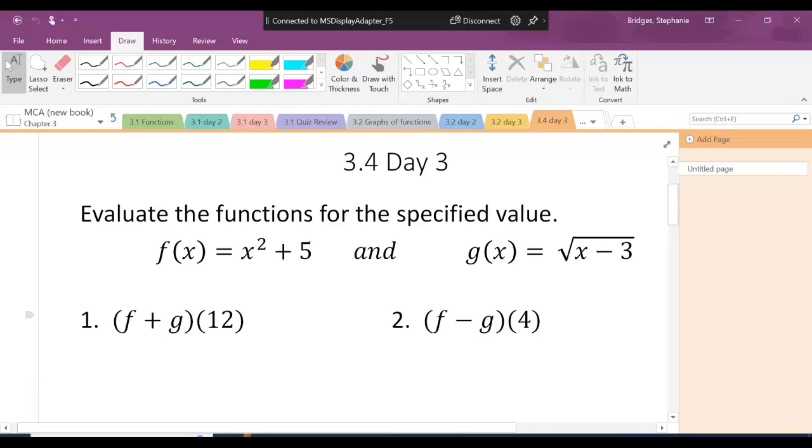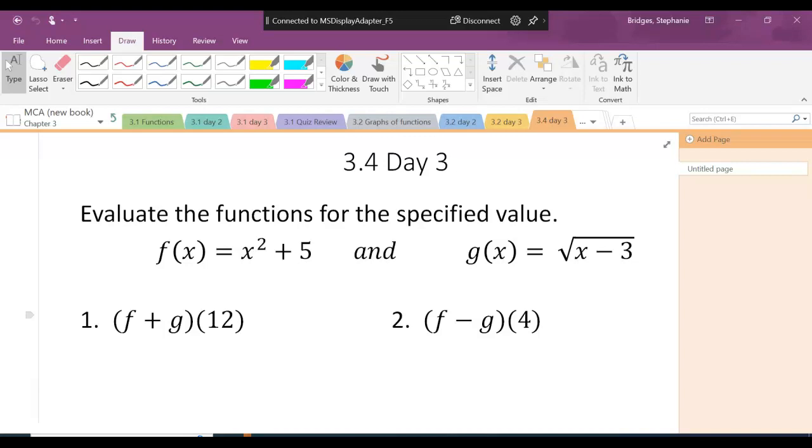Okay, so before we start with the composites, we're going to do the adding, subtracting, multiplying, and dividing again, but again, we're finding values of these functions instead of using the entire function. So we have f of x is equal to x squared plus 5, and we have g of x is equal to the square root of x minus 3. So we're going to start by finding the sum of f and g when x equals 12.